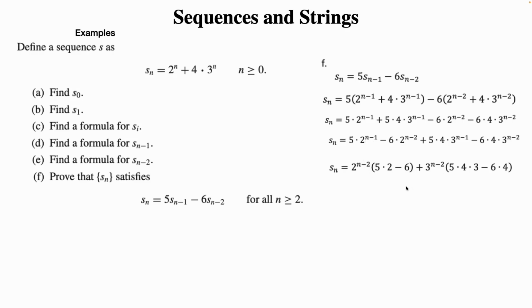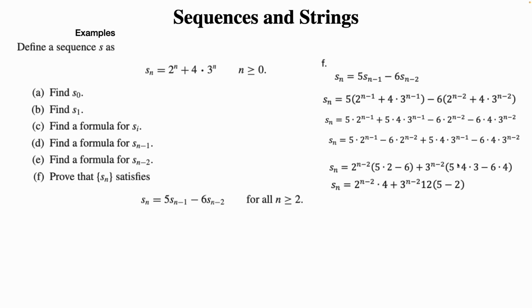Okay. So then, over here, on this line, we did a couple of things. First of all, 5 times 2 is 10. I subtract 6, I get 4. So that's where that 4 came from. Here, I'm going to factor out 3 to the n minus 2, right here. And if you'll see what happens there, you're going to get an extra 3 here because, again, if I divide 3 to the n minus 1 by 3 to the n minus 2, I get 3.